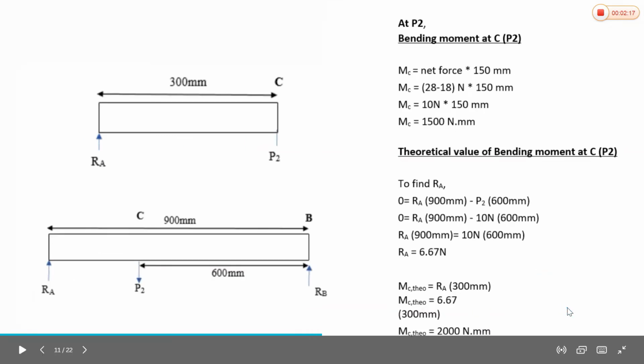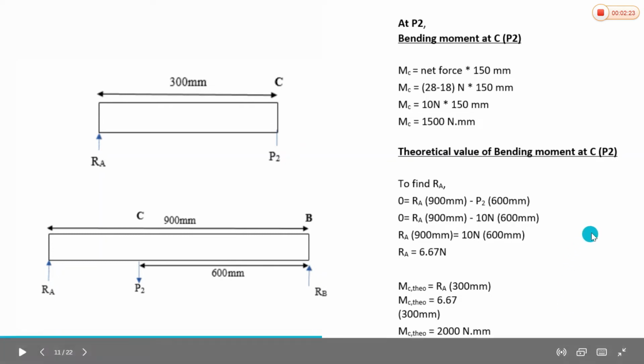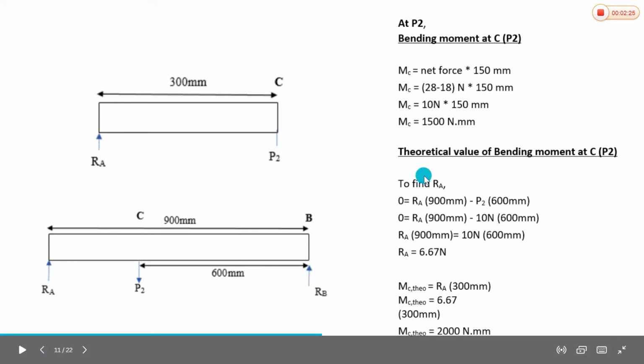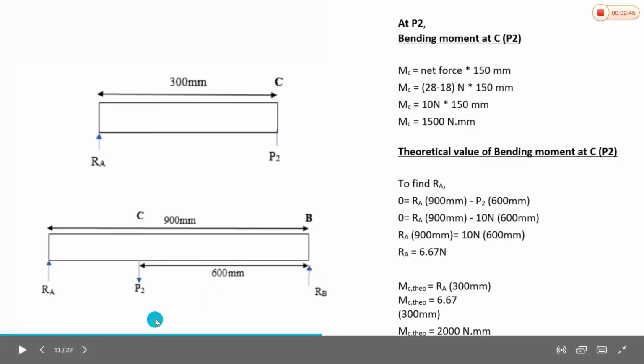Next, it is the same for P2 and P3. For the bending moment, we just use net force times 150 millimeters, and for the theoretical value of bending moment, we just change the distance and the net force. So for P2, we get 10 Newton for the net force, and the distance is the distance between P2 to RB.